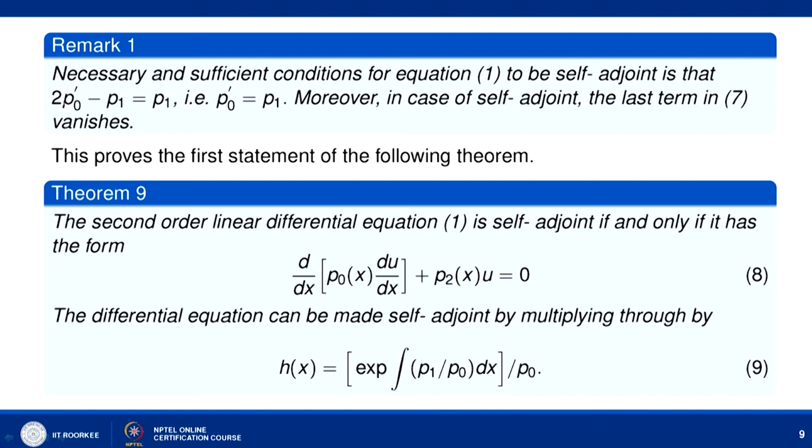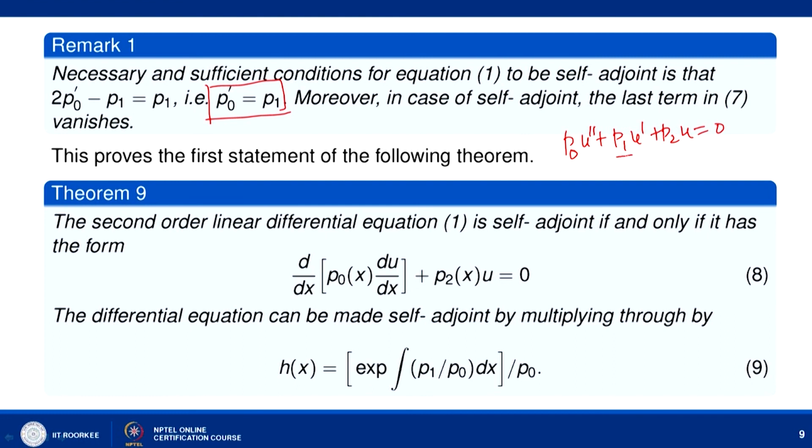adjoint is the condition that 2 p naught dash minus p1 is equal to p1, or we can write it as p naught dash equal to p1. So it means that the coefficient of the u dash derivative is equal to the derivative of the coefficient of u double dash. That is what the condition is, and this proves the first statement of the following theorem. The theorem says that the second order linear differential equation 1 is self adjoint if and only if it has the following form. Here our equation reduces to p naught u double dash plus p1 u dash plus p2 u equal to 0.